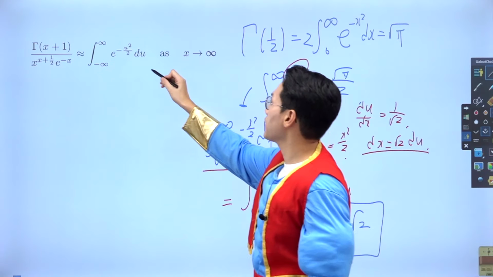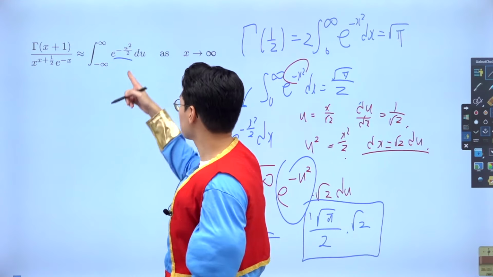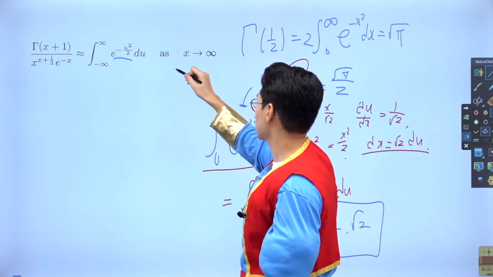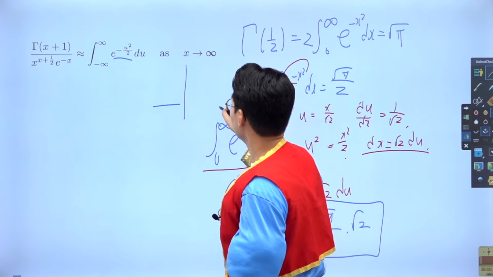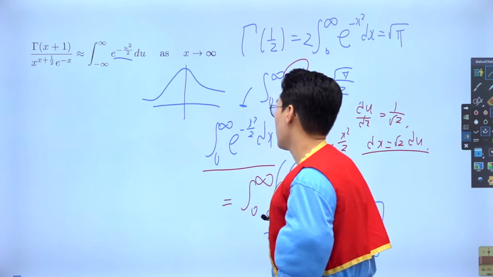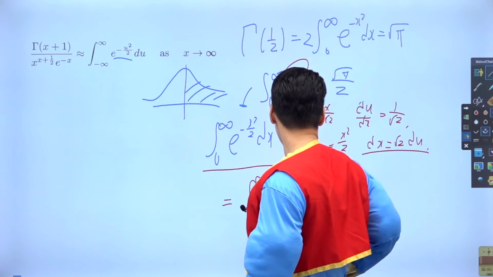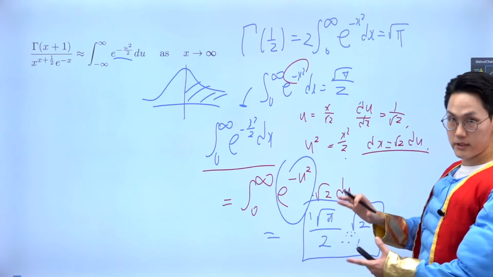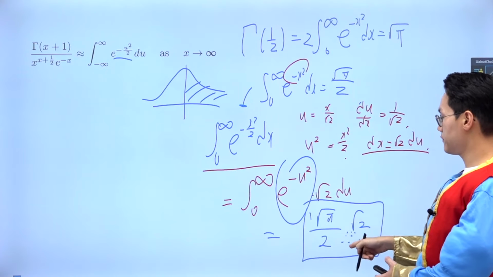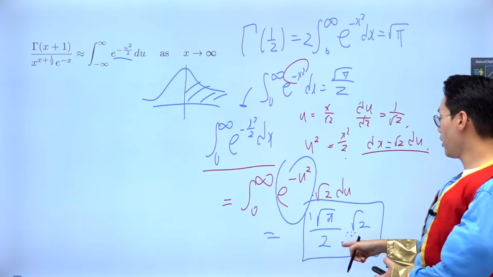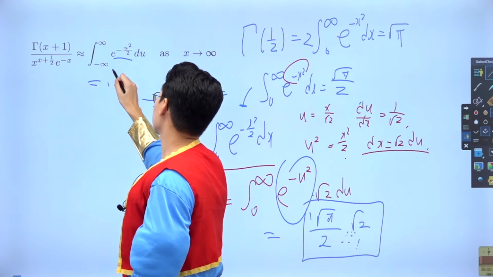But if you look at this function, that's an even function, isn't it? Because if you put plus or minus x, it's going to be still the same thing, and it looks exactly like the normal density function. And now I'm going from 0 to infinity, which gave you this value. But because of symmetry, if you go from negative infinity to infinity, we just have to multiply by 2 on that one, which just ends up being square root of 2 pi.